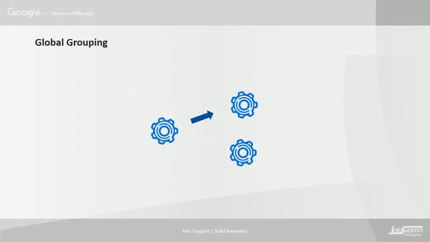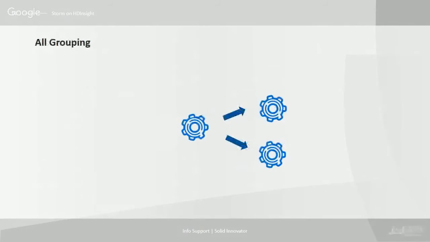Global grouping is something different, where every tuple from my first bolt will be sent to the same instance of the other bolt. But then why would I increase the parallelism of this one? Well, perhaps I have other bolts as well, which do output to several instances. And there's all grouping, which is also interesting, where every tuple is copied to all the instances of the other bolt which is running inside of your topology.